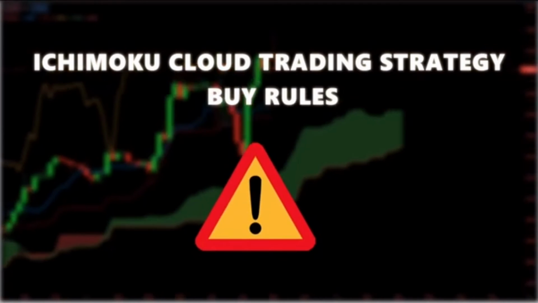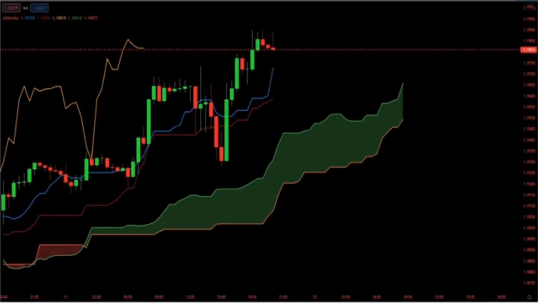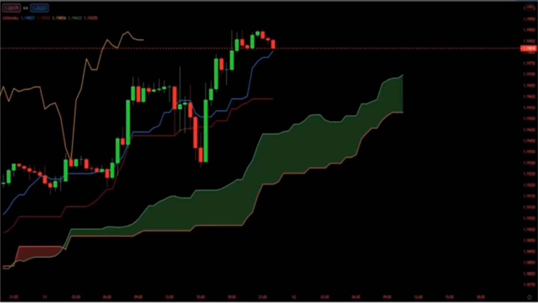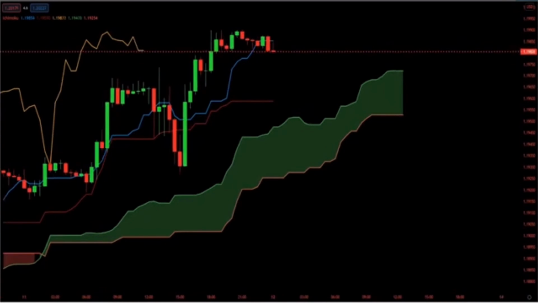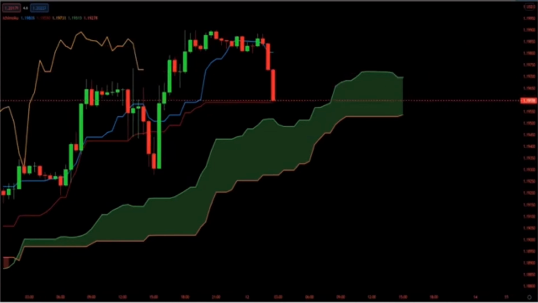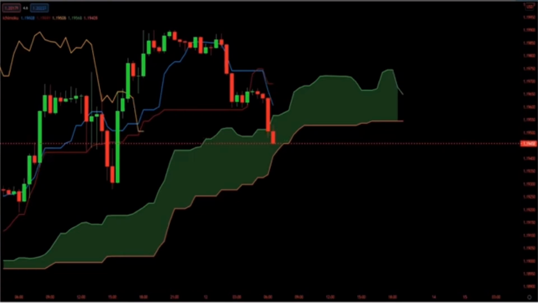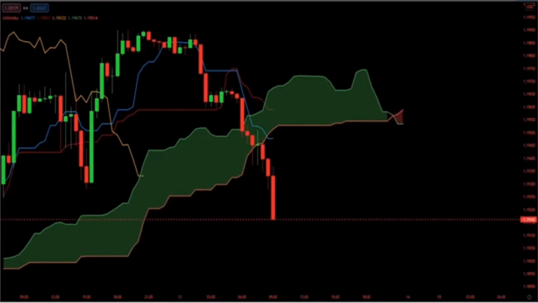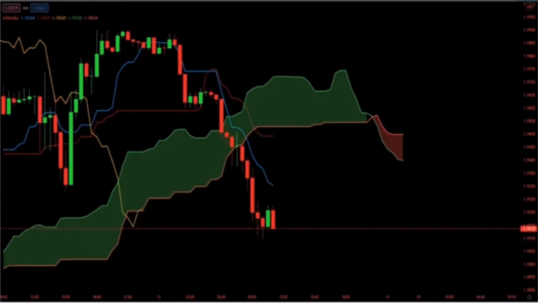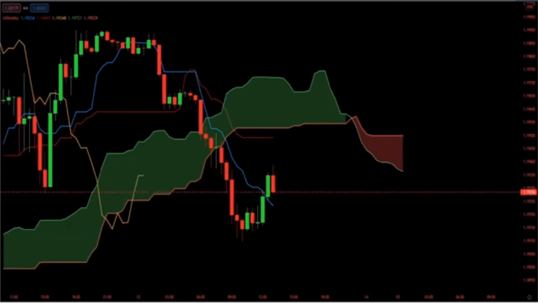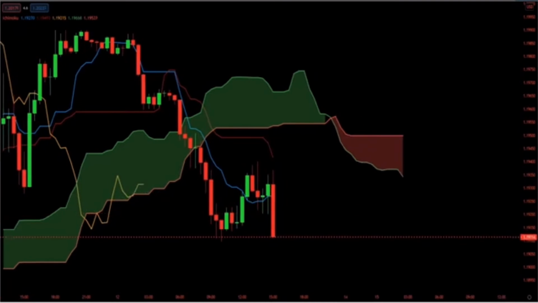Ichimoku cloud trading strategy. By rules, the Ichimoku cloud system is designed to keep traders on the right side of the market. Our trading rules will help you follow the trend for as long as possible, at least until it's clear that a reversal is occurring. The Ichimoku system suits swing trading best. This is because it maximizes profits while minimizing the risk involved in trading.